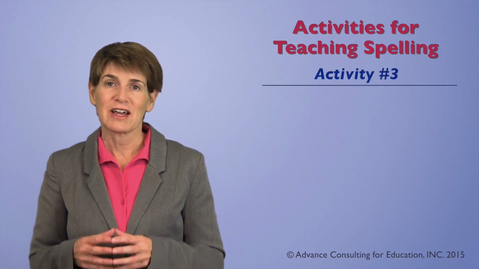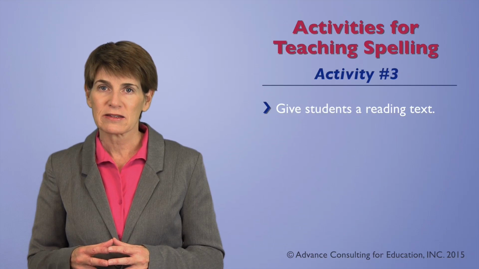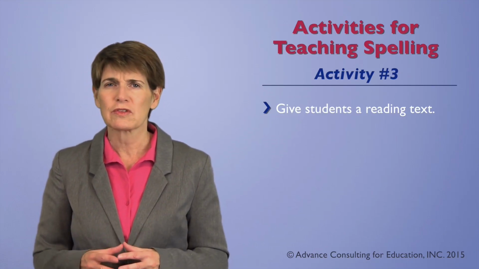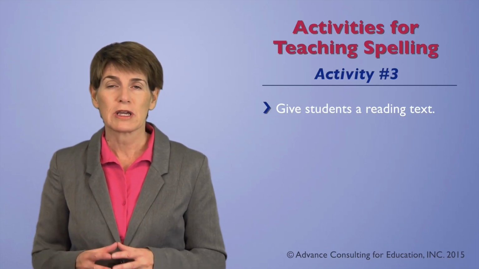Here's the next activity, activity 3. In this activity, you give the students a reading text, and it should be a text that's at their language proficiency level and with words that they know. And students are given one of 2 tasks, so there's 2 variations.